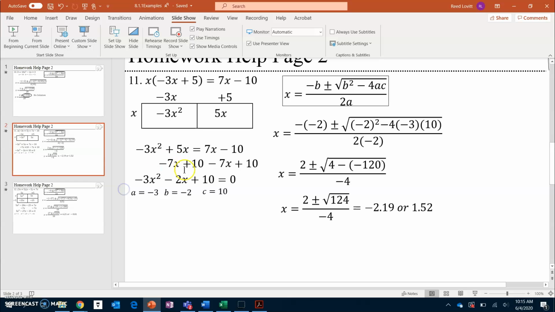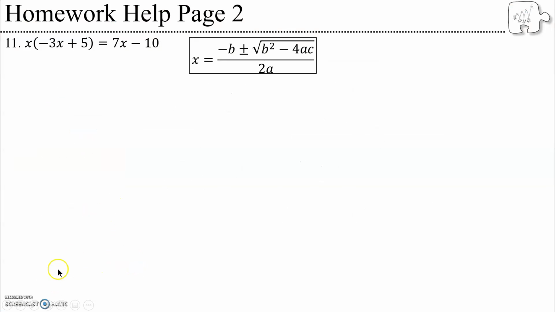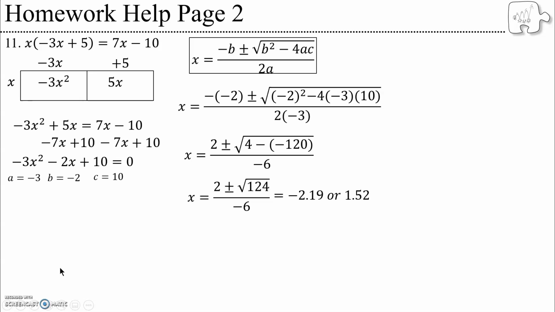Right, let me just make this quick adjustment. Our a value is -3. I accidentally put in -2. So the only thing that changes, right, this one was right. So -4 becomes -6.